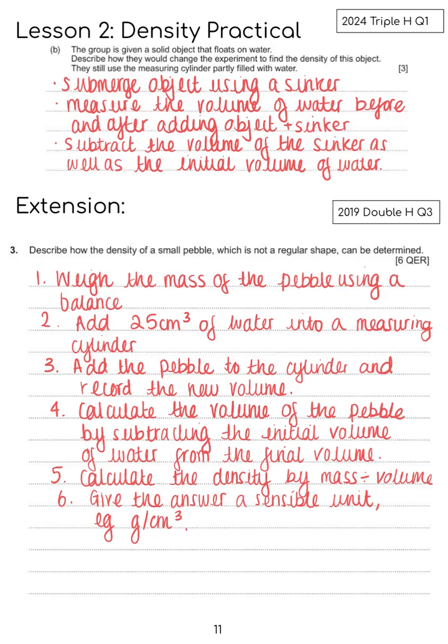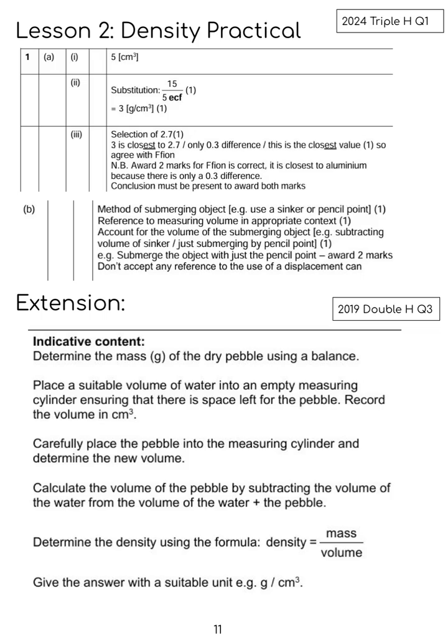Then you add your pebble to the cylinder and record the new volume. Calculate the volume of the pebble by subtracting the initial volume of water from the final volume. Step 5, calculate the density by mass divided by volume. And 6, you want to give the answer a sensible unit, for example, grams per centimetres cubed. And here's the mark scheme for those previous 2 questions.